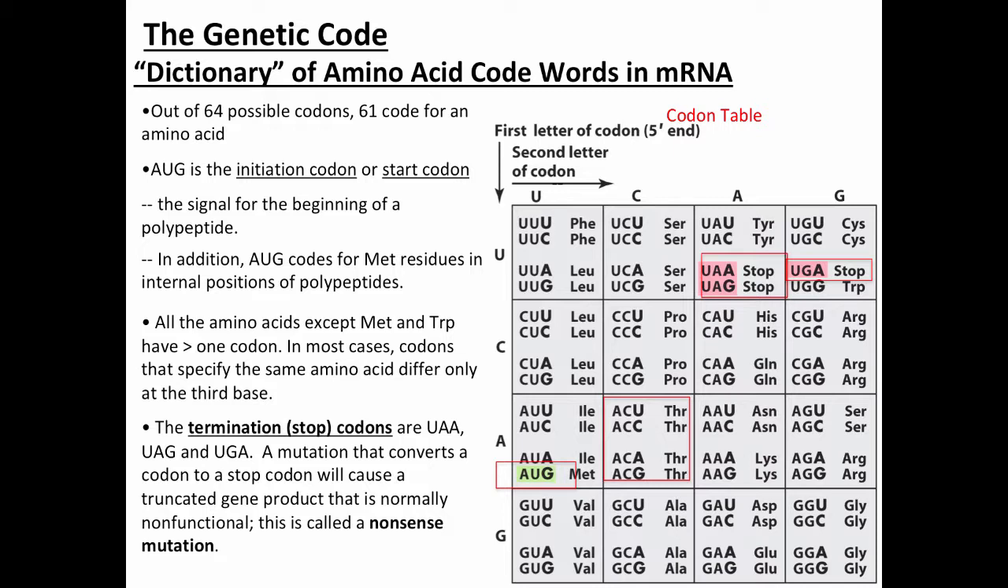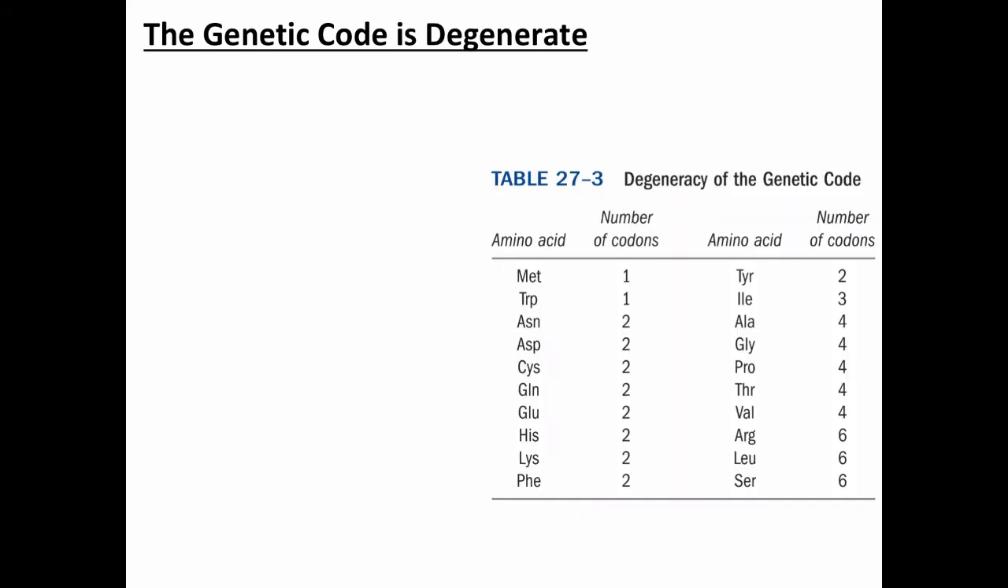So that's going to essentially signal for the end of translation, end of synthesizing a polypeptide chain. If you have a mutation that converts a codon into a stop codon, again, this is going to cause a truncated gene product, which will normally result in a truncated protein that's non-functional. And so when that happens, we call this a nonsense mutation.